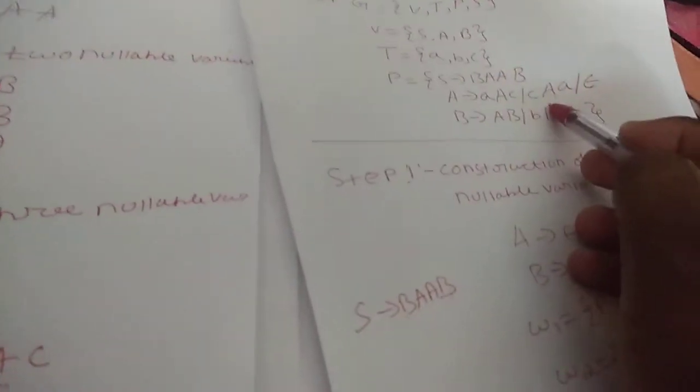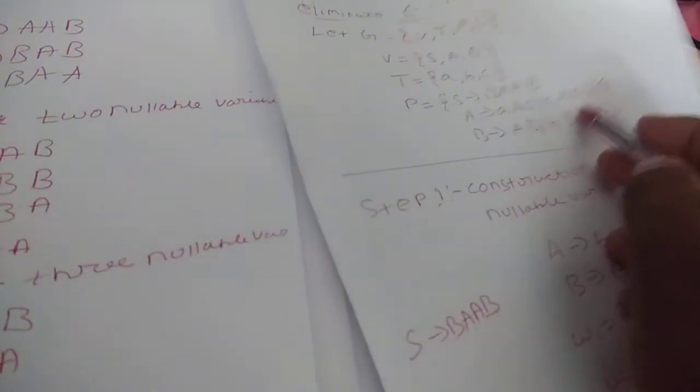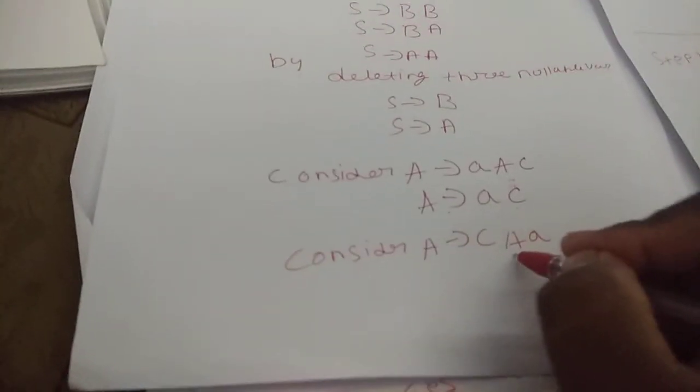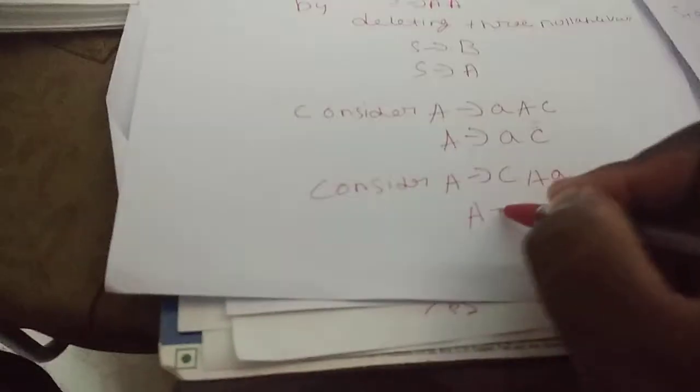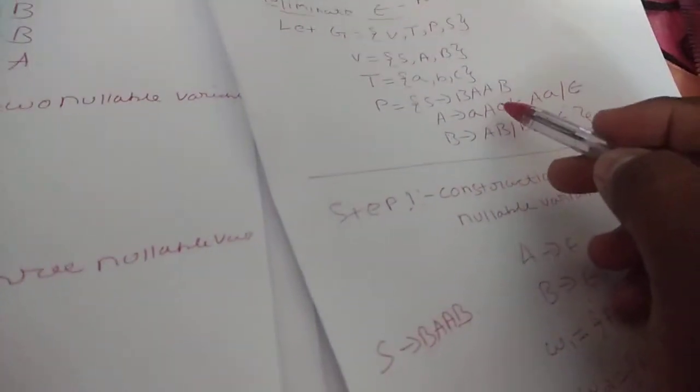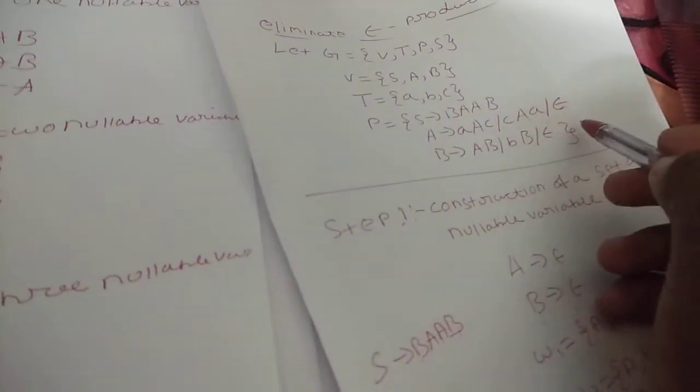Okay. We have another production for A, this CAA. Consider that production, A tends to CAA. In this we have a nullable variable. A is a nullable variable. If you delete that, if you insert epsilon for that, you will get A tends to CA. You will get CA as a result. We have finished this A transition: AAC, CAA. And we have eliminated epsilon already.